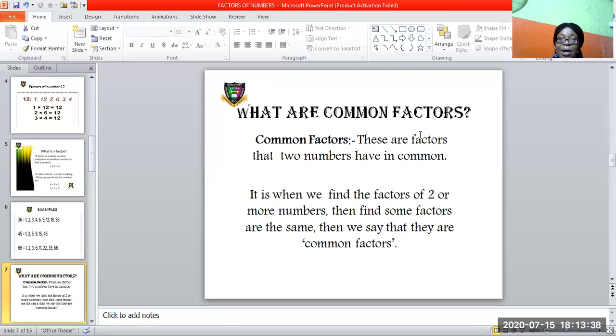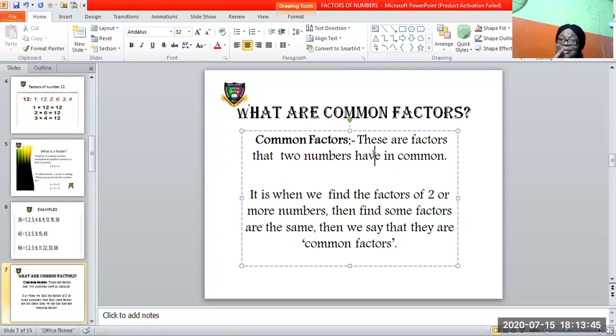Now, the common factors are factors that two numbers have in common. Two numbers, 6 and 12. The factors they have in common are called common factors. Are we together?